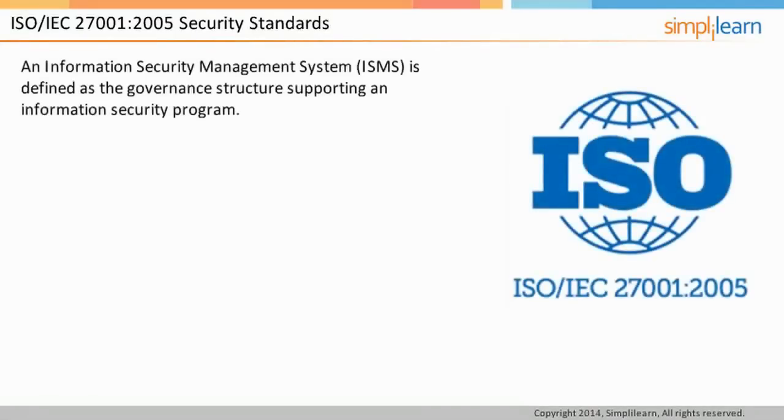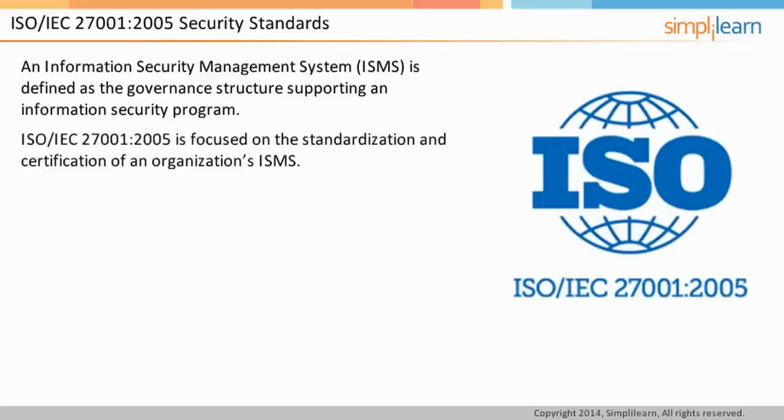In this screen, we will discuss the ISO IEC 27001-2005 security standards. An Information Security Management System, ISMS, is defined as the governance structure supporting an information security program. ISO IEC 27001-2005 is focused on the standardization and certification of an organization's ISMS. It provides instructions on how to apply the ISMS concept and to construct, run, sustain, and advance information security management.